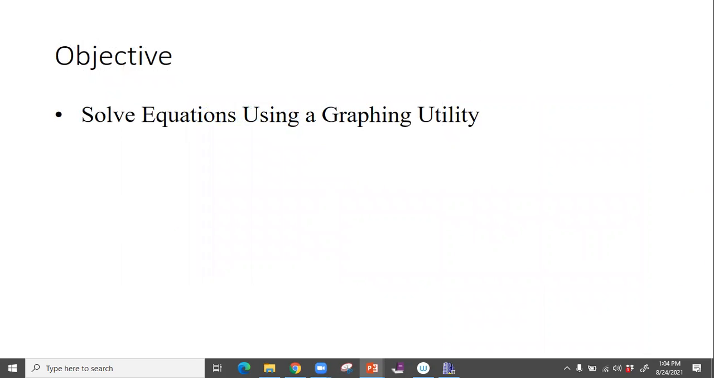So we're going to talk about solving equations using a graphing utility. For your unit 1 test, you have a calculator portion and a non-calculator portion. So we go over how to do things algebraically and how to do things graphically. Make sure you're comfortable with both because your test is split between calculator and non-calculator. So we're going to go over how to solve an equation using a graphing utility.